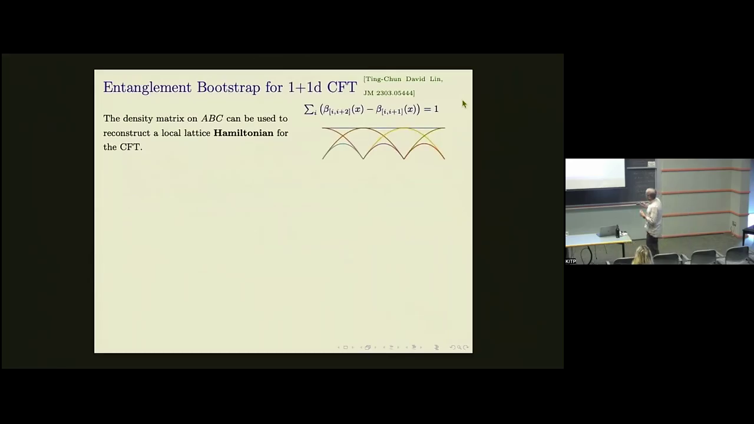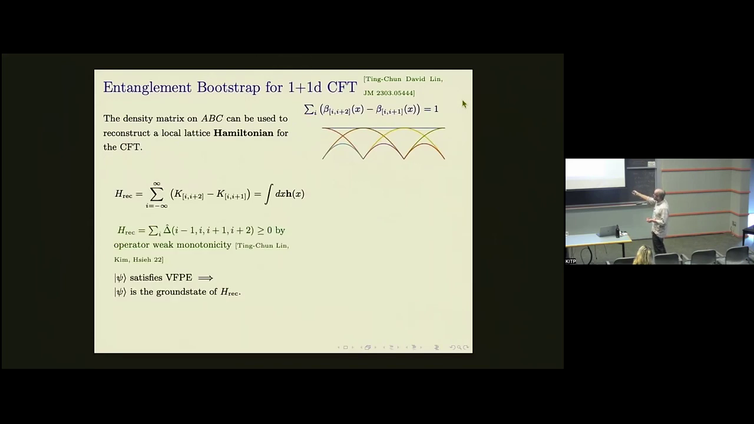Okay, so here's reconstructing the Hamiltonian. In the same way we can find a linear combination of these functions which was 0, we can find a linear combination of these functions which is 1. So when I add them up, it just adds up to the Hamiltonian. And that linear combination actually just turns out to be the entanglement entropy of 2 intervals minus the entanglement entropy of 1 interval. This turns out to be a positive operator, and we can show that if a state satisfies the vector fixed point equation, it's the ground state of this operator. There's a similar formula for the rest of the global conformal generators.